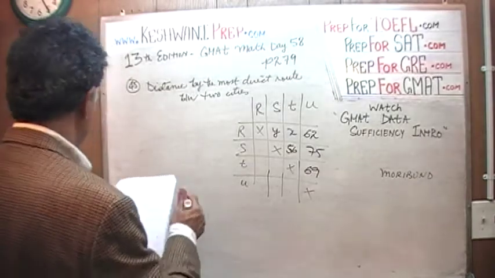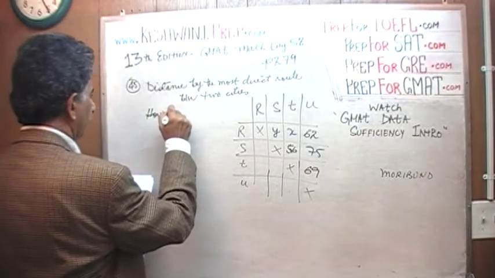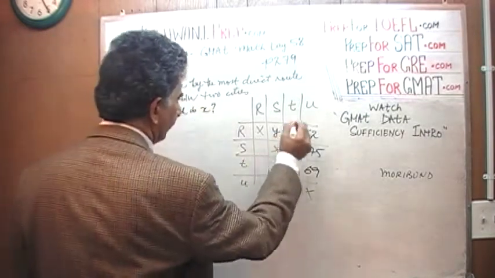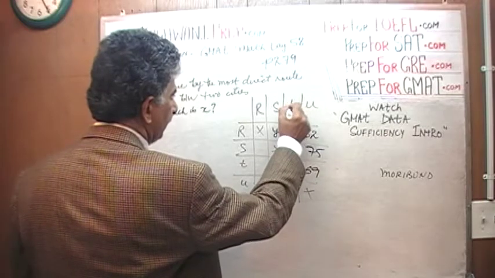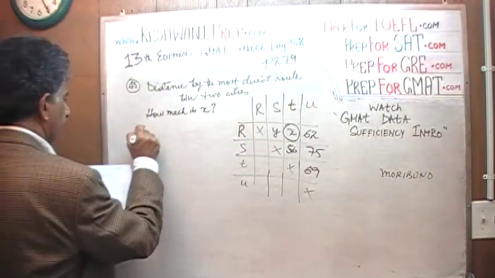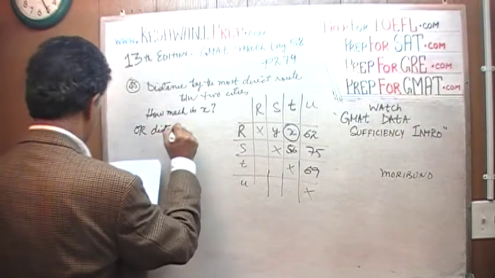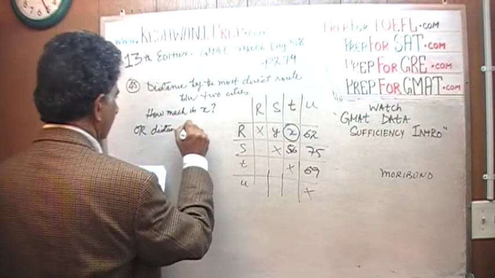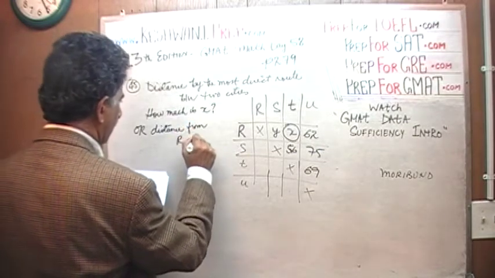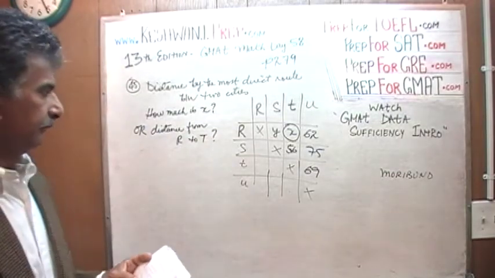The question simply is: how much is X? That's all it is. And here's your X, which is the distance from T to R. So what they're asking here is the distance from R to T. How much is the distance from R to T?